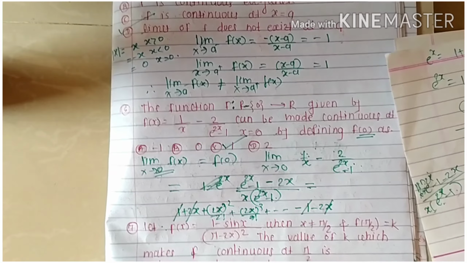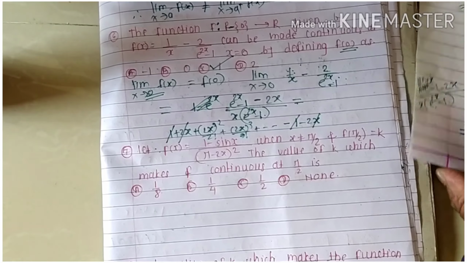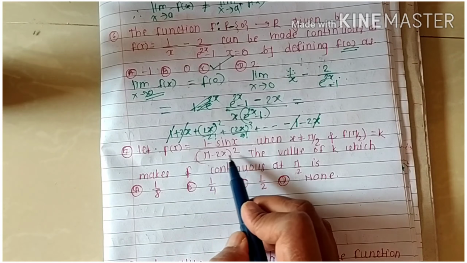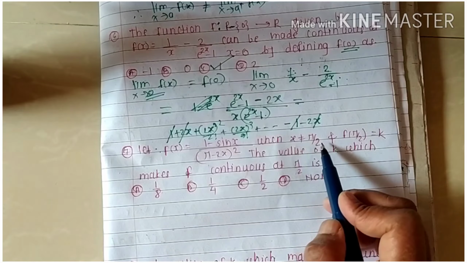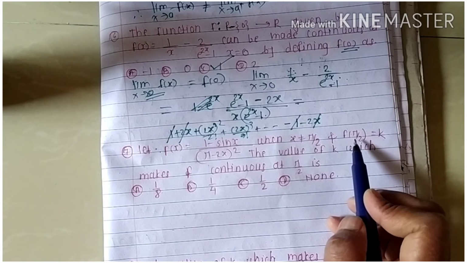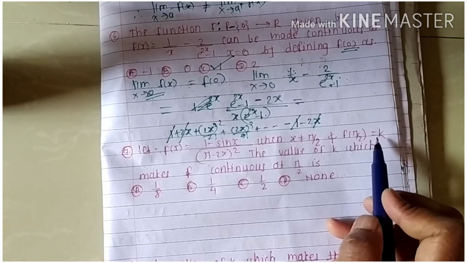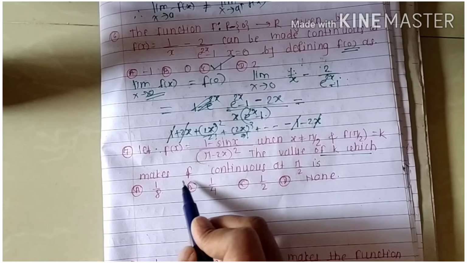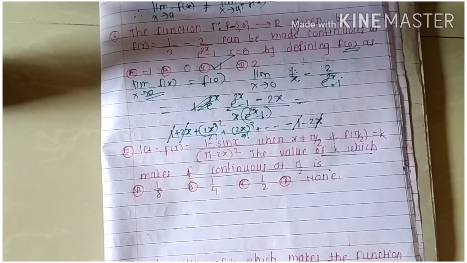Then the next example. Here, let f of x be the function defined as (1 minus sin x) divided by (pi minus 2x) square when x is not equal to pi by 2, and when x is pi by 2, the value is k. Then find the value of k which makes f continuous at pi by 2.